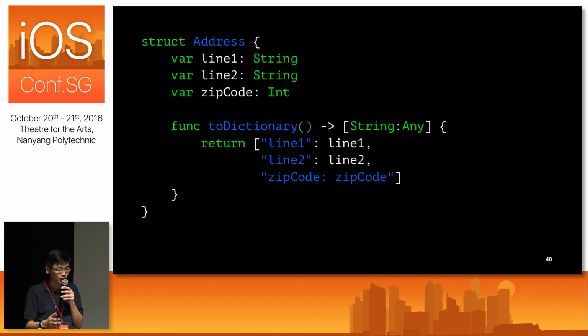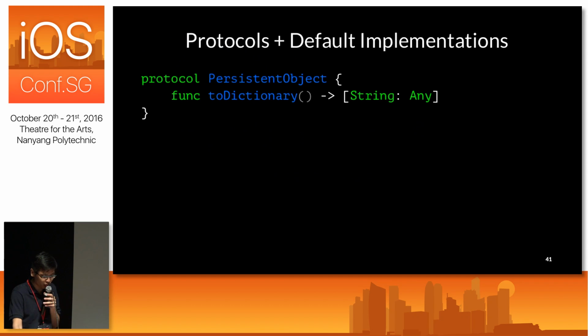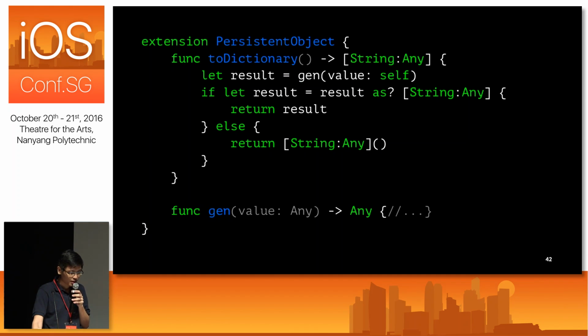But we don't want to do this for each and every struct that we have, because we want to write minimum code. And we can't rely on NSCoding because we have structs. We can't inherit from NSObject. So what we can do is define a protocol called PersistentObject. It has a function called toDictionary. We introduce a default implementation.